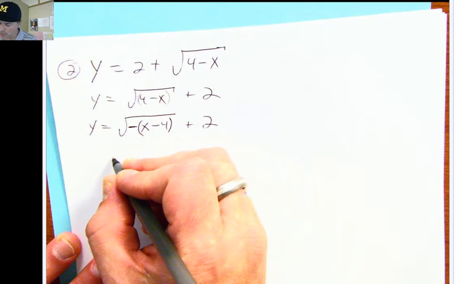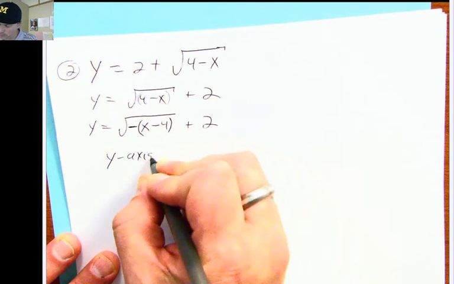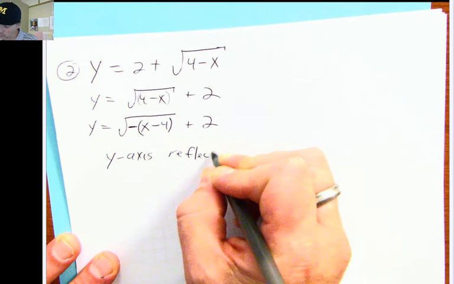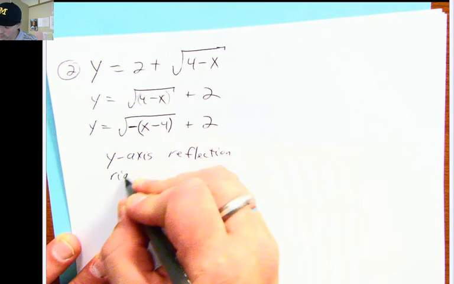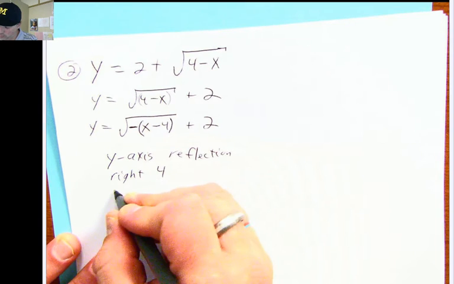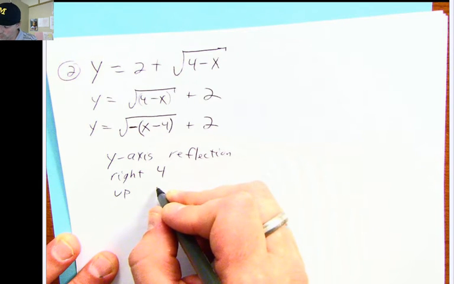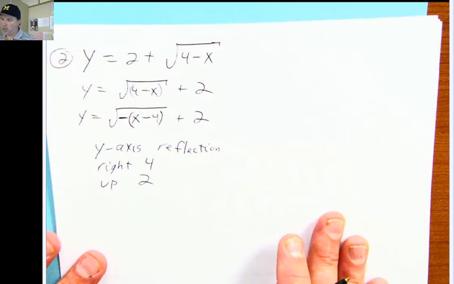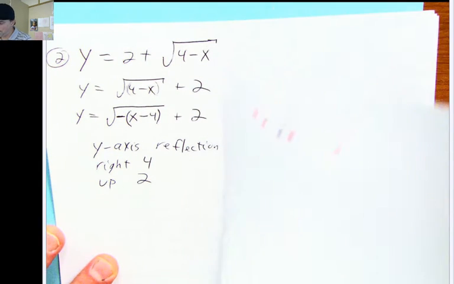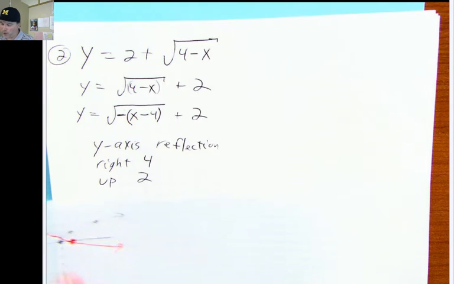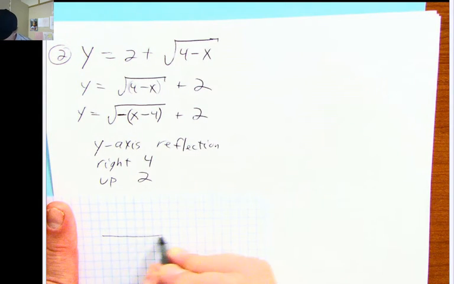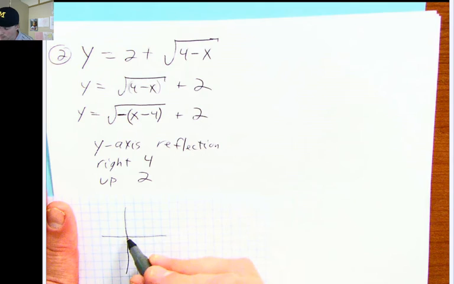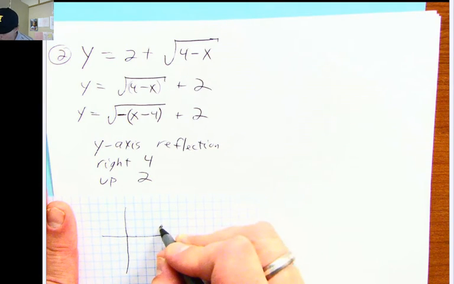So the inside was a y-axis reflection. Right 4 and up 2. And if you're on team graph paper, you could pull that off very easily. If I start off my first point, 0, 0, a y-axis reflection wouldn't do anything because it's on the axis. Then it would go right 4 and up 2.